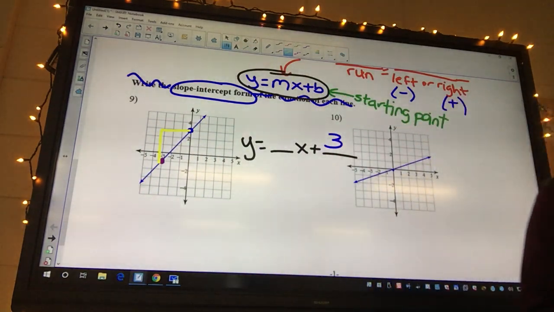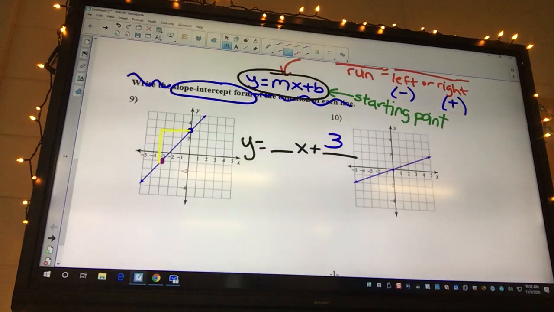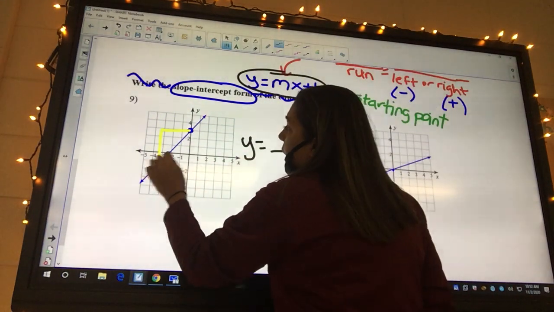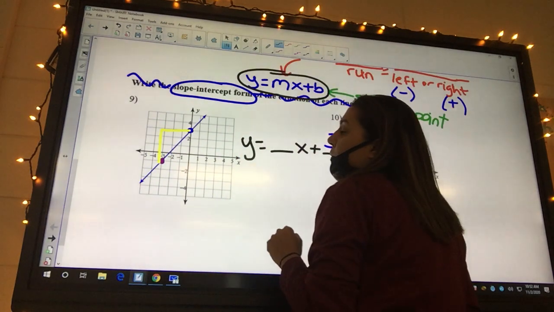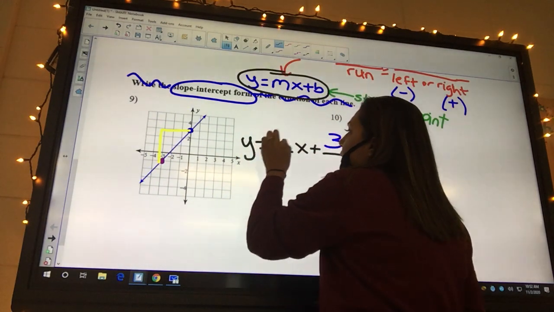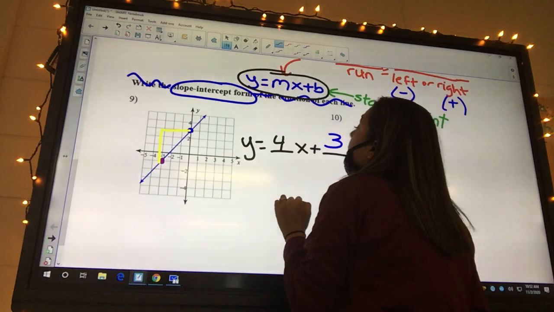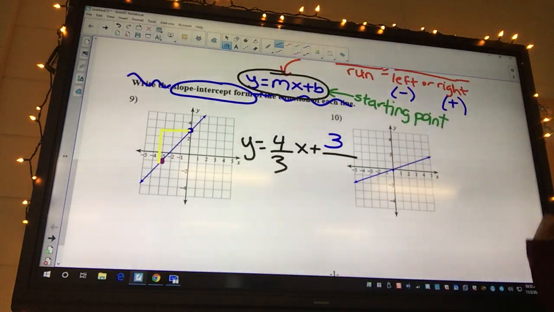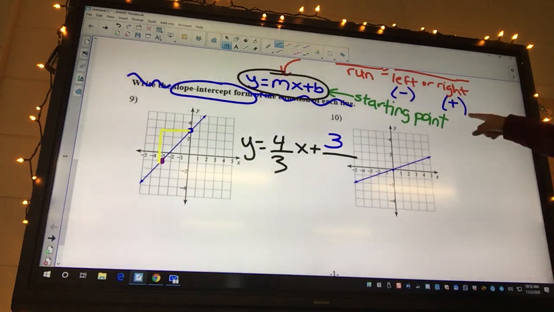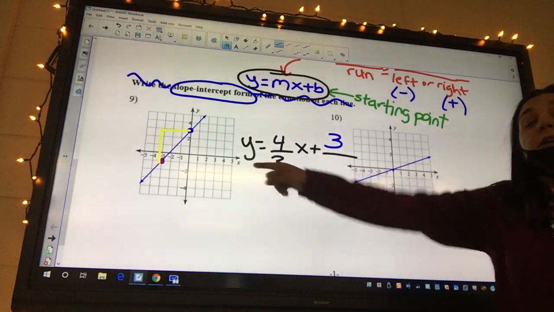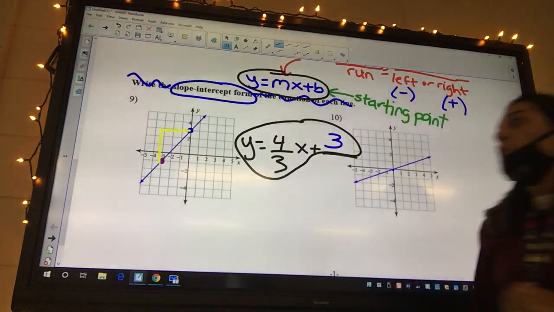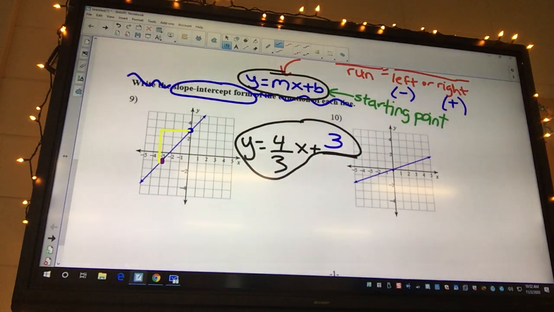Okay, well, how much do we rise? 3. No. What 4? We rise 4. How much do we run? 3. 3. And did we run to the left or to the right? Right. We ran to the right, so that means our slope should be positive. Okay, so now this is going to be our equation for our answer.